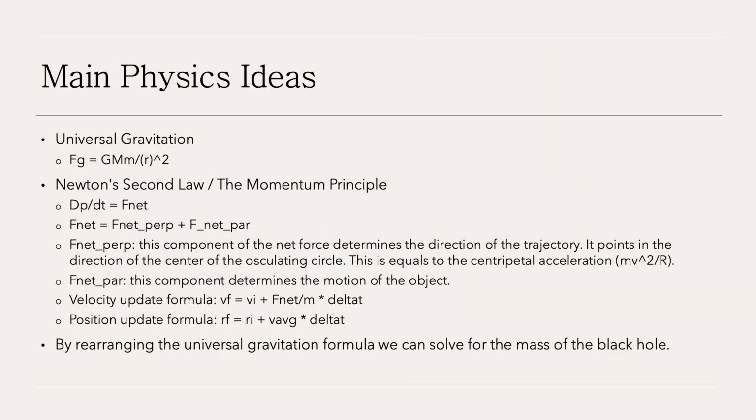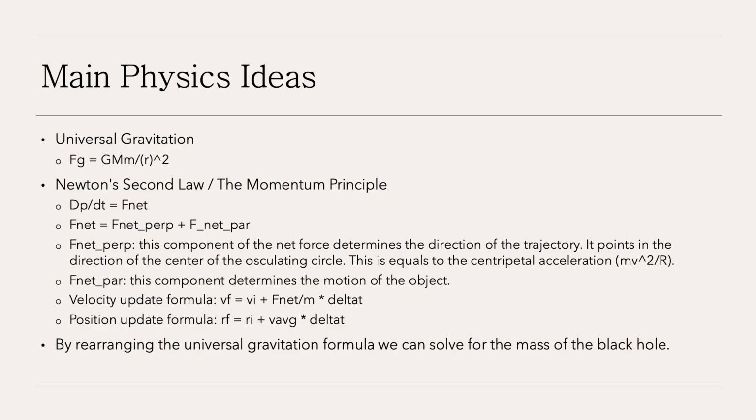First, we used the universal law of gravitation, which is shown below. We also used Newton's second law and the momentum principle. F net perp is the component of the net force that determines the direction of the trajectory. It points in the direction of the center of the osculating circle. This is equal to the centripetal acceleration, which is mv squared over r. F net parallel is the component that determines the motion of the object. Together, they make up F net.